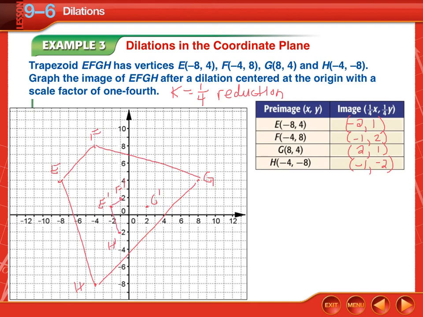And you can go through the same exercise and look at the side lengths to verify that this is indeed proportional.